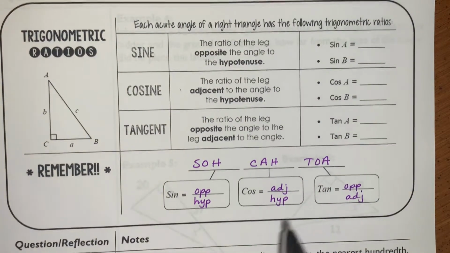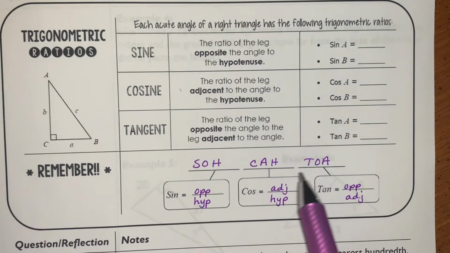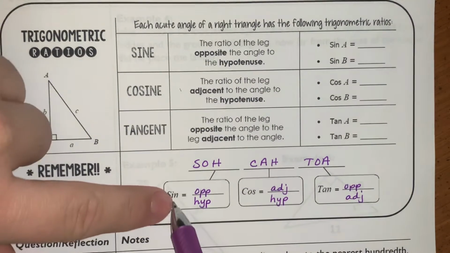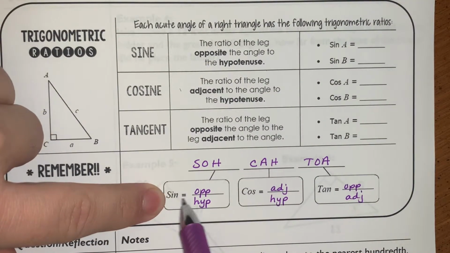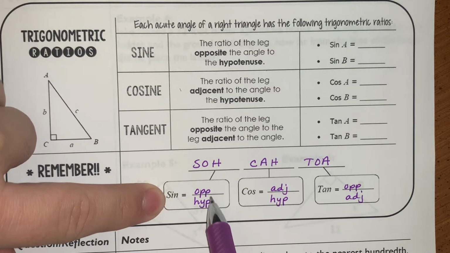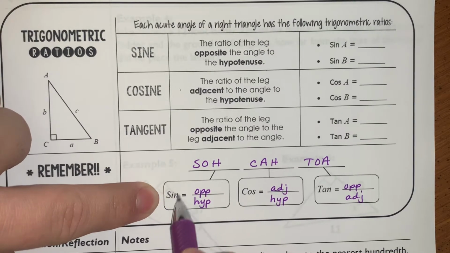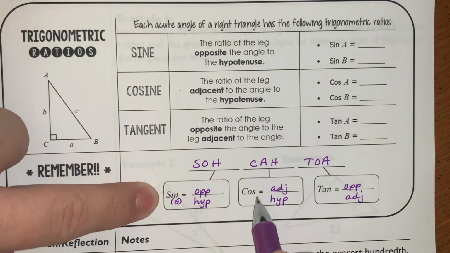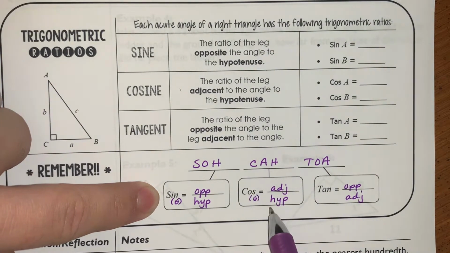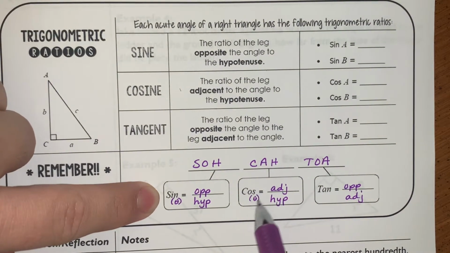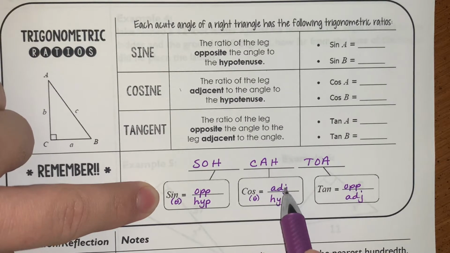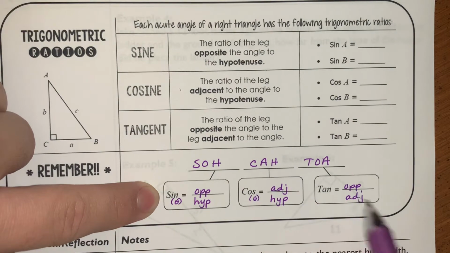Whenever you want to set up anything that has a sine, remember the phrase opposite divided by the hypotenuse. These are the sides of the triangle. You're taking the sine of some kind of angle. The cosine of the angle of interest is going to be the adjacent side divided by the hypotenuse. The tangent is the opposite over adjacent.